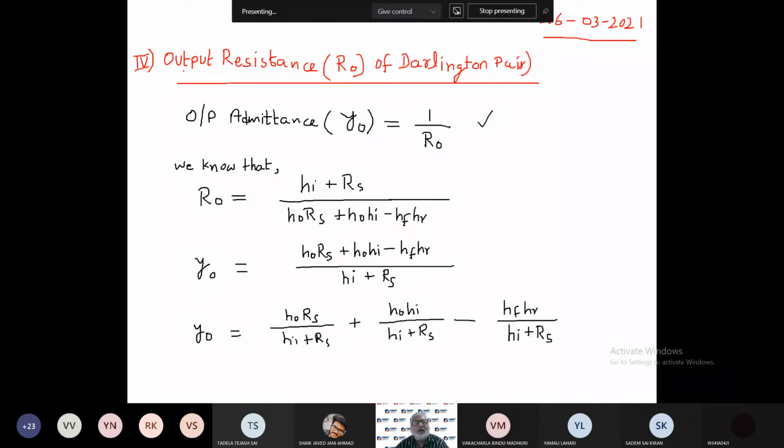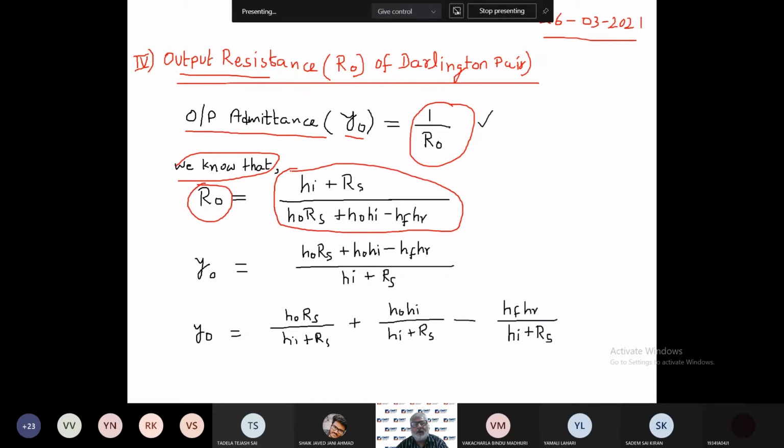Okay, now we will see the output resistance of Darlington pair, Ro. So output admittance, we can express it as Yo is equal to 1 by Ro. Now we know that Ro, this is the expression of Ro.